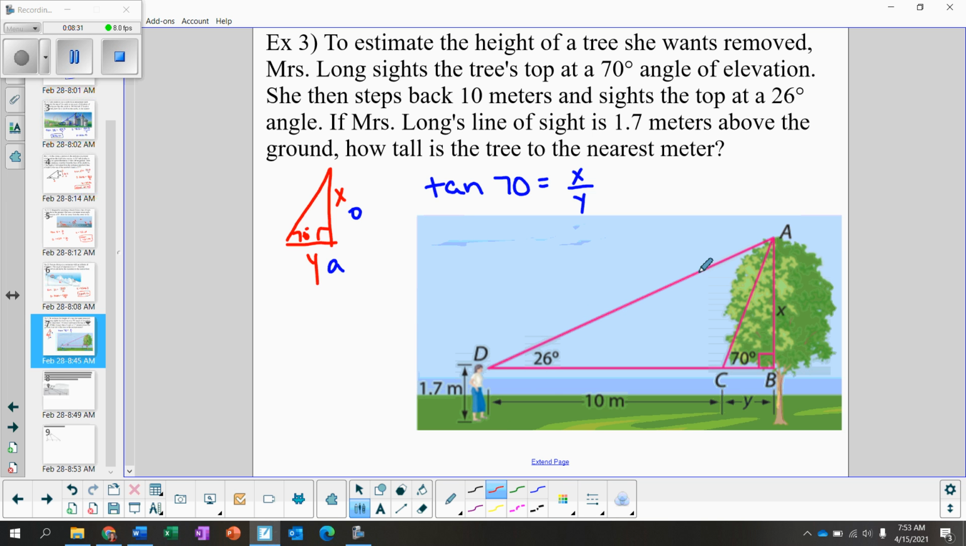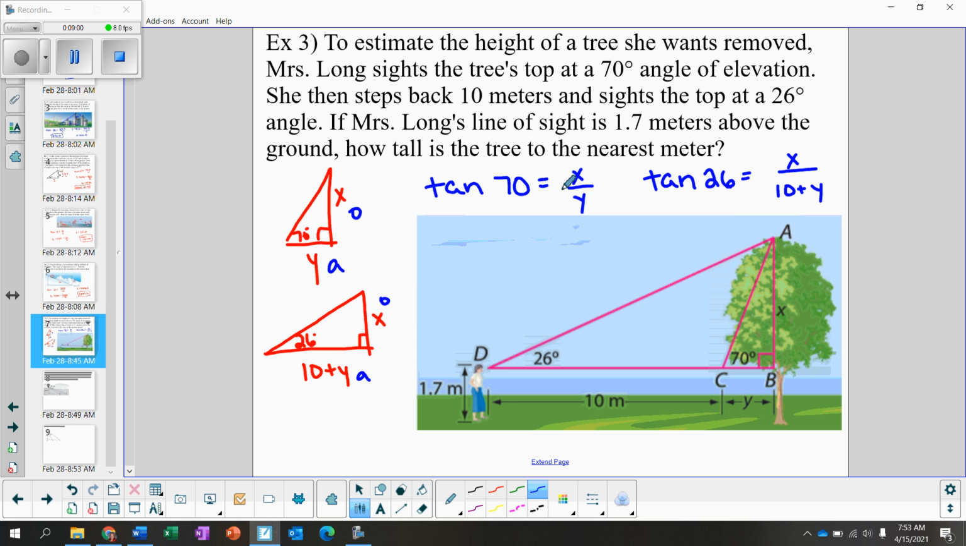But I also have this larger triangle, where the angle is 26 degrees. This side is still x, but now the base of it is 10 plus y. So again, I have O and A, so the tangent of 26 equals x over 10 plus y.